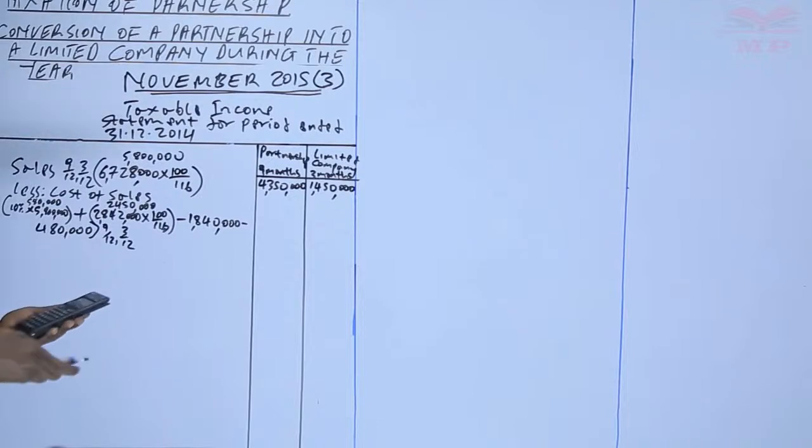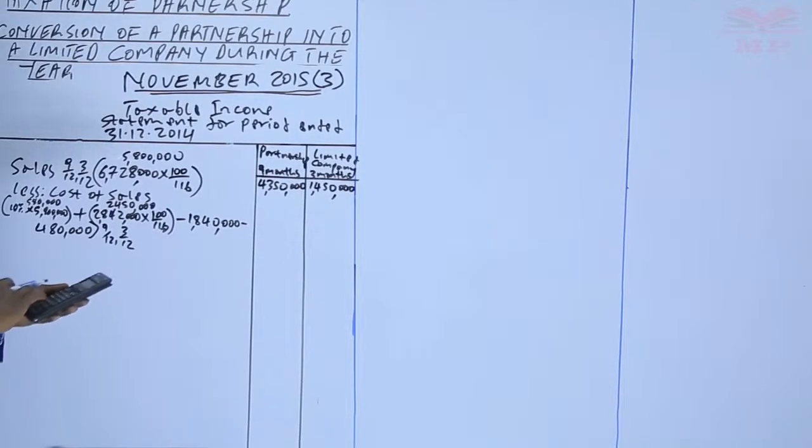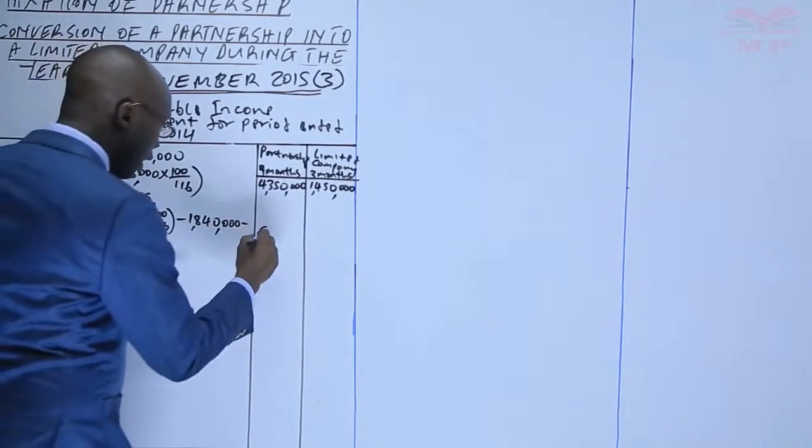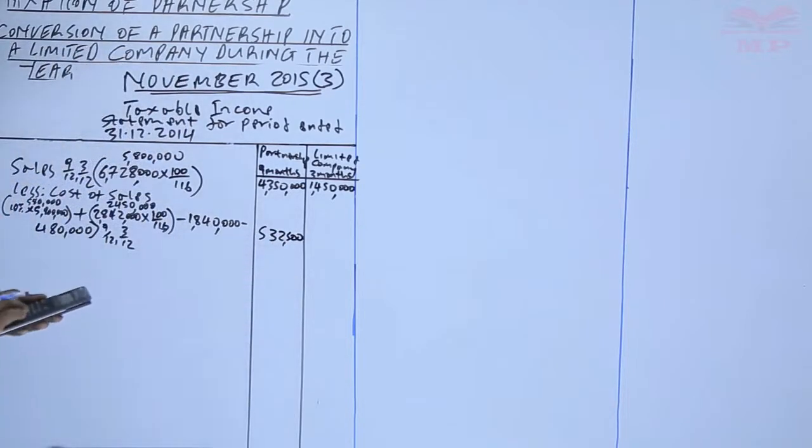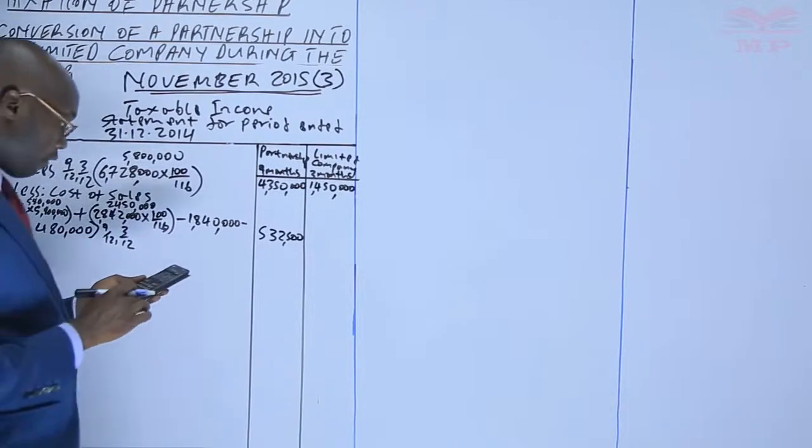So we are going to have 580,000 plus 2450,000, and then minus 1840,000. And then we minus 480,000. That gives us 710. And then we multiply by 9, divide by 12. That gives $532,500. And then the other one is going to be 710 times 3 over 12. That gives us 177,500.